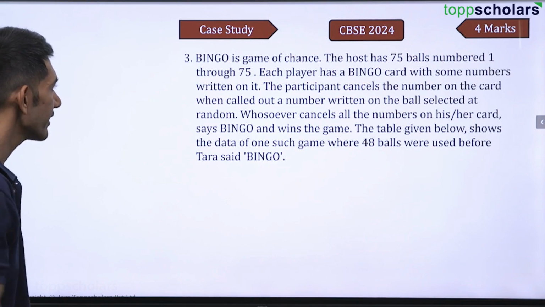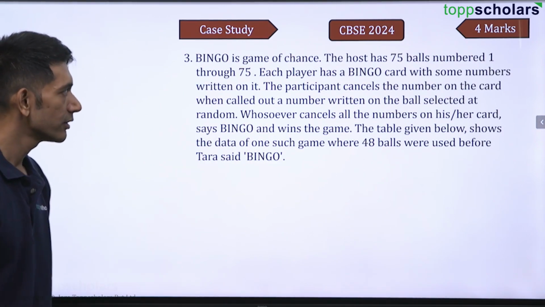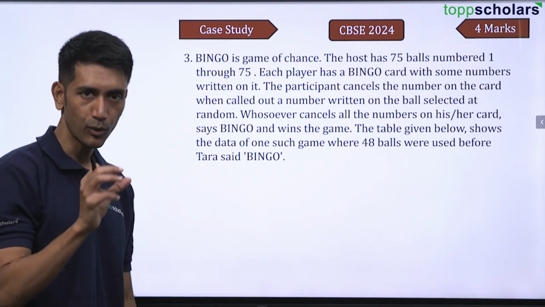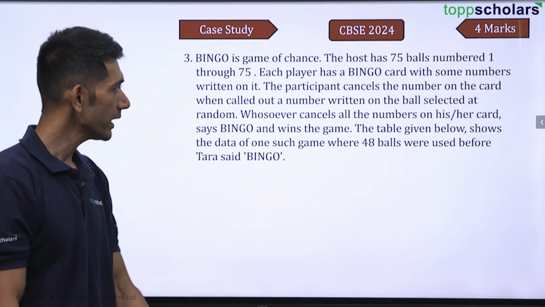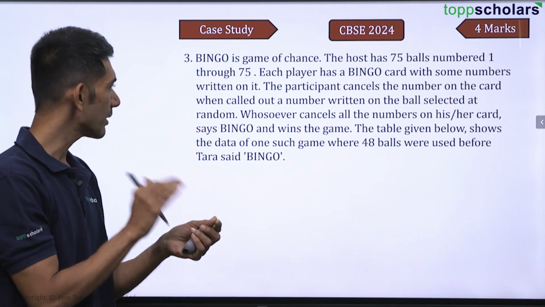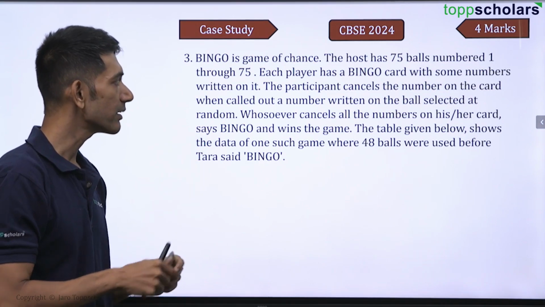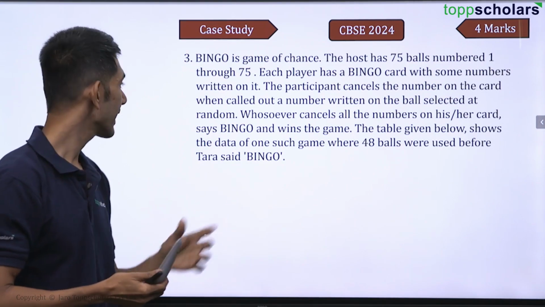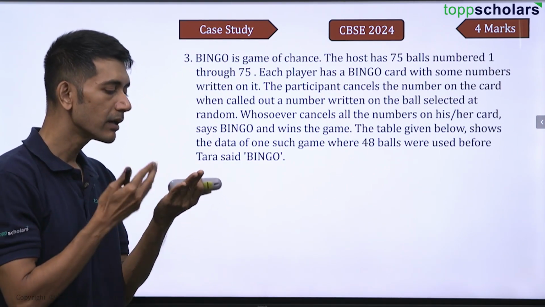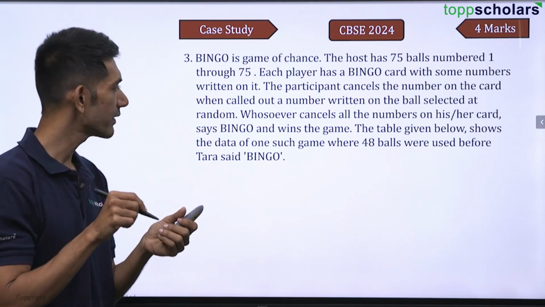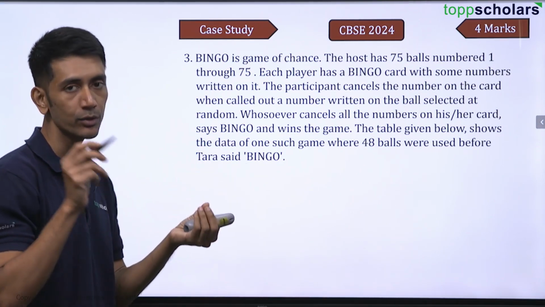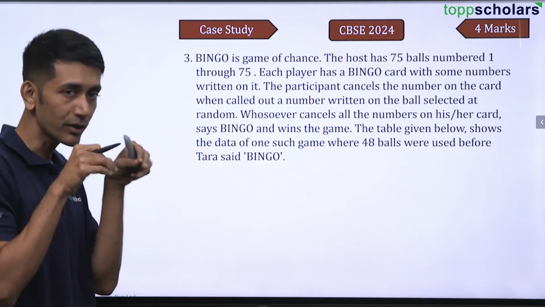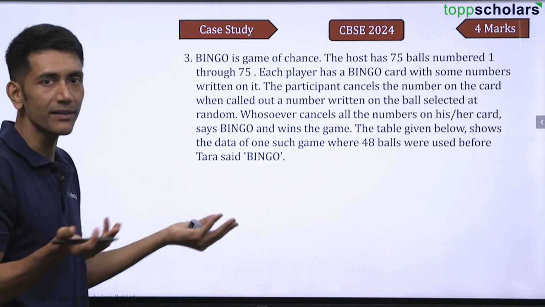It's a case study question. It says, bingo is a game of chance. The host has 75 balls numbered 1 through 75. That means there are balls from 1 to 75. Each player has a bingo card with some numbers written on it. The participant cancels the number on the card when called out a number written on the ball selected at random. So ball is selected at random. If the number is 55, the participant will cancel 55. Again the ball will be selected. If it is 42, the participant will cancel 42, and so on. So whosoever cancels all the numbers on his card says bingo and he wins the game.